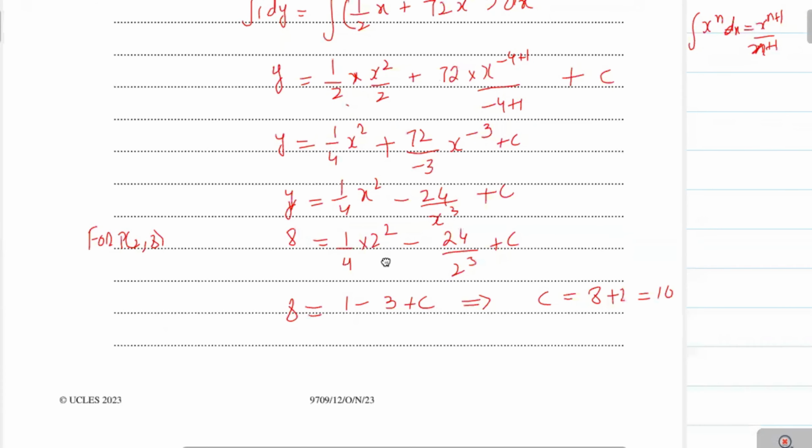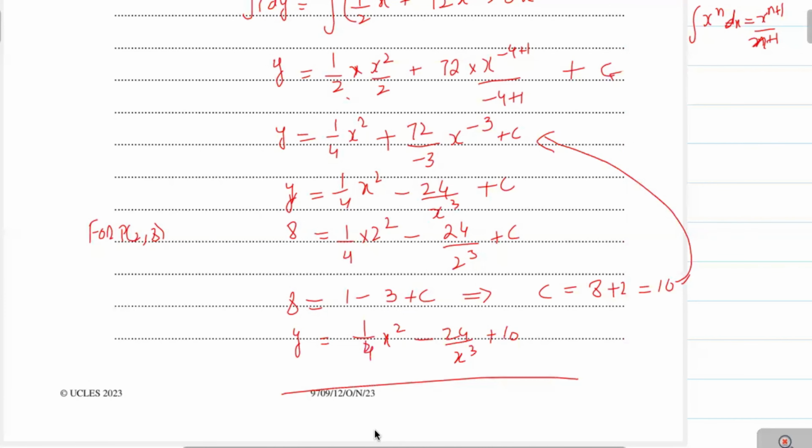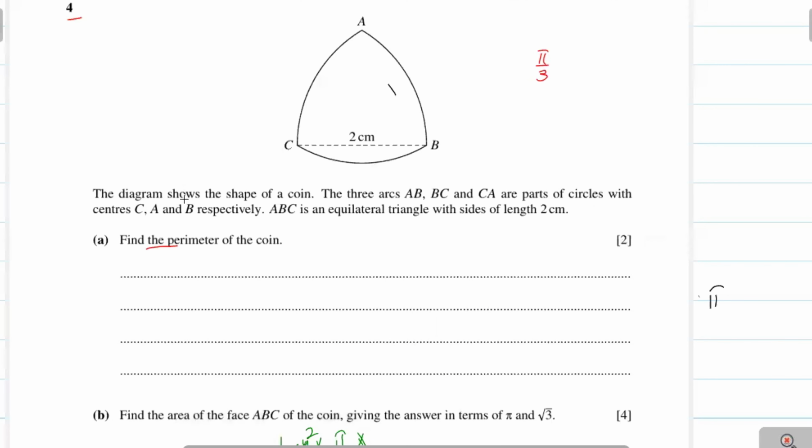Now we substitute the value in this equation. We can write y equal to 1 over 4x square minus 24 over x cube plus 10, and this is the answer. Question 4. Find the perimeter of this coin.